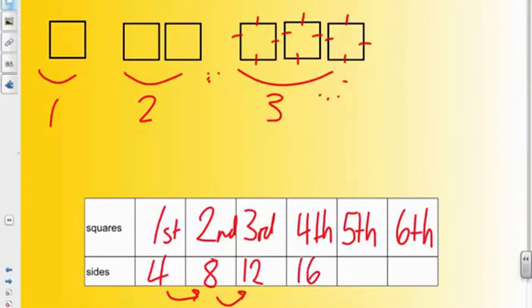So if you had 4 squares, you'd have 16 sides. What about 5 squares and 6 squares, the 5th and 6th terms? You'd have 20, and you'd have 24, wouldn't you? You're doing the next one all by yourself.